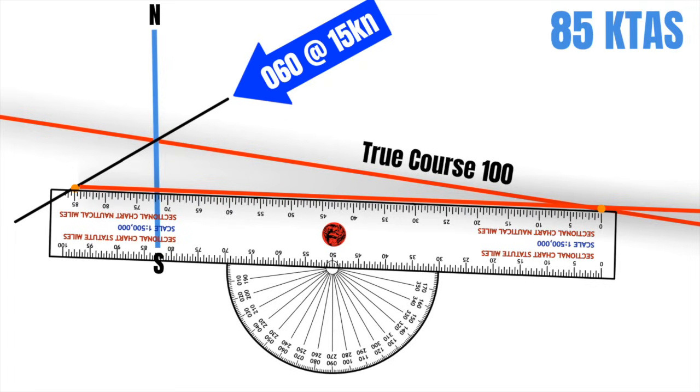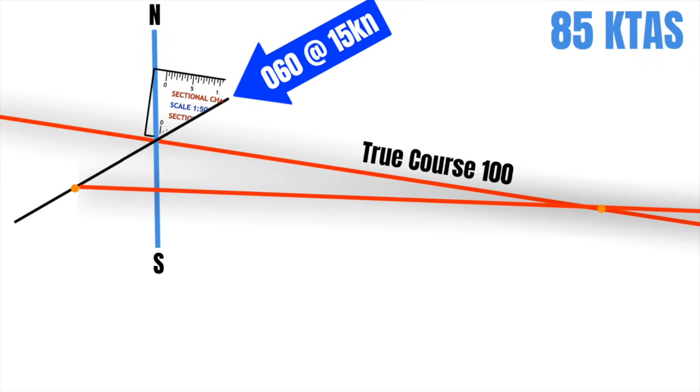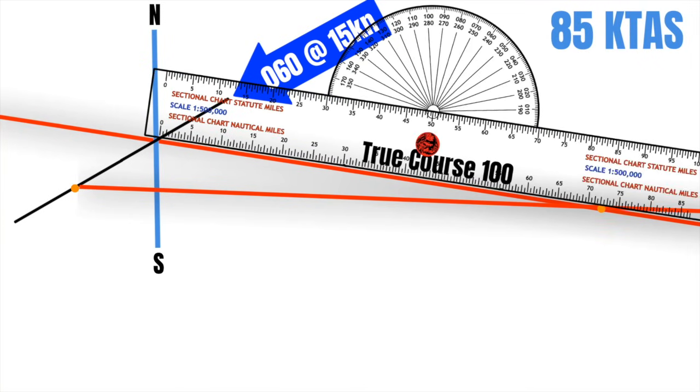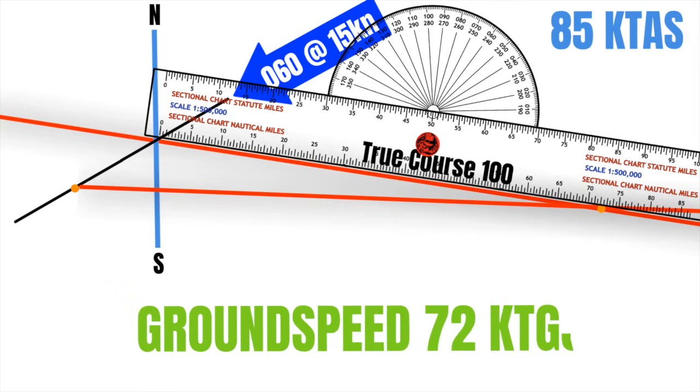From here, if I want to know my ground speed, all I need to do is measure our true course line back from our intersection over to that mark where our vector line intersects. I'm reading 72 knots ground speed here. How about you?